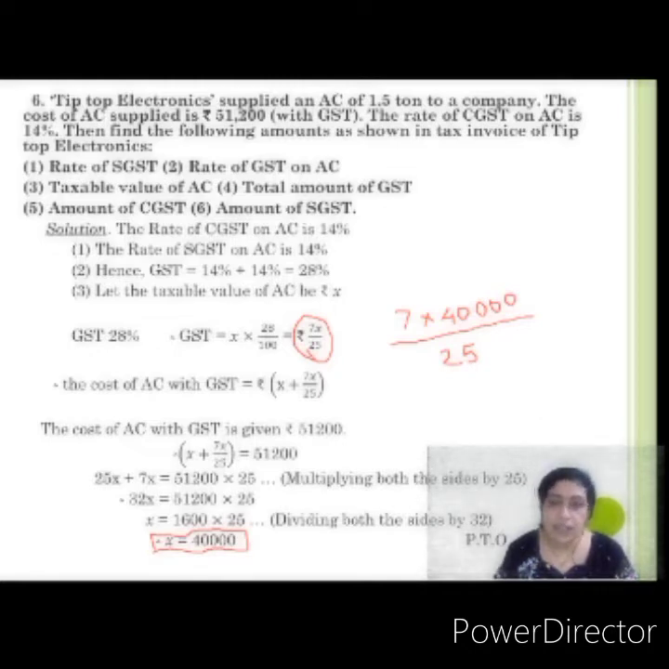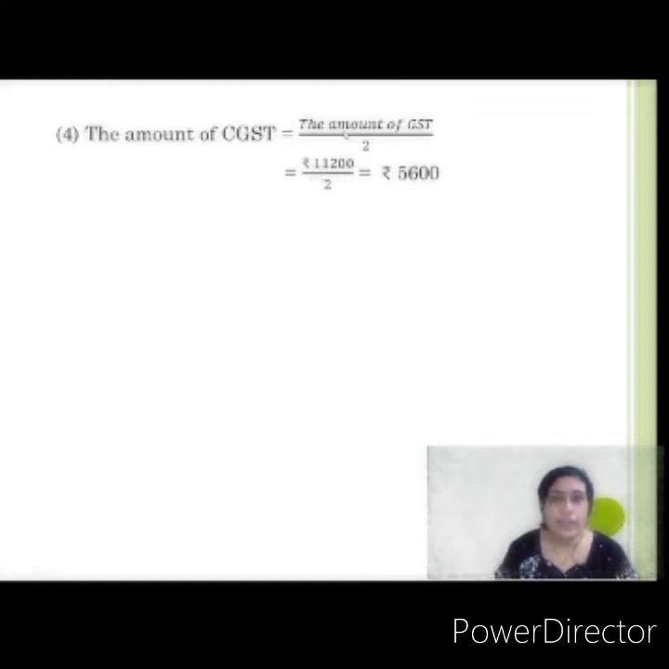Fine. Now calculate and see what your GST amount is. It should come to 11,200. That is your GST. Okay. I hope you have understood this. So let us move further and come back to this step: the amount of GST, 11,200 upon 2, will give you CGST.